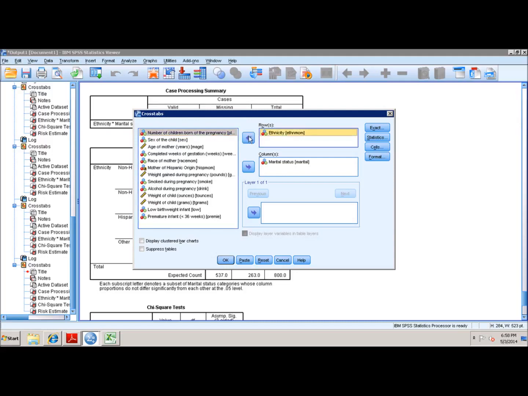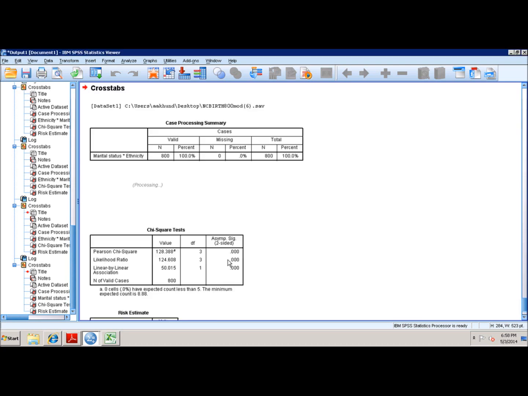Let's put ethnicity into columns. Let's put marital status into rows and click OK. So now this is what we want to see. What this is doing now is comparing proportions, column proportions. So this column here of non-Hispanic white, it's saying the proportion of married. It's comparing that to every other group, and it's comparing those to the other groups.